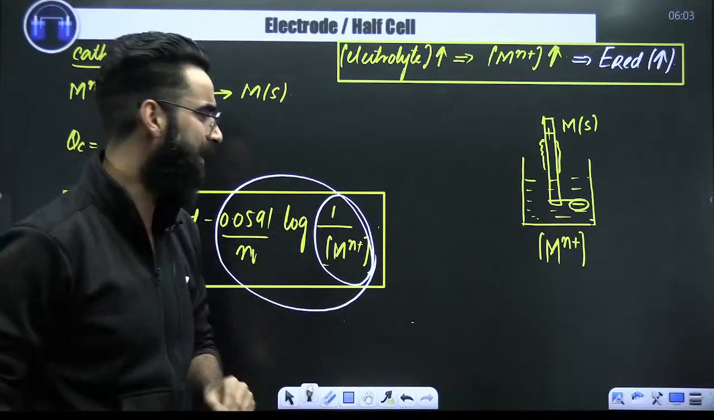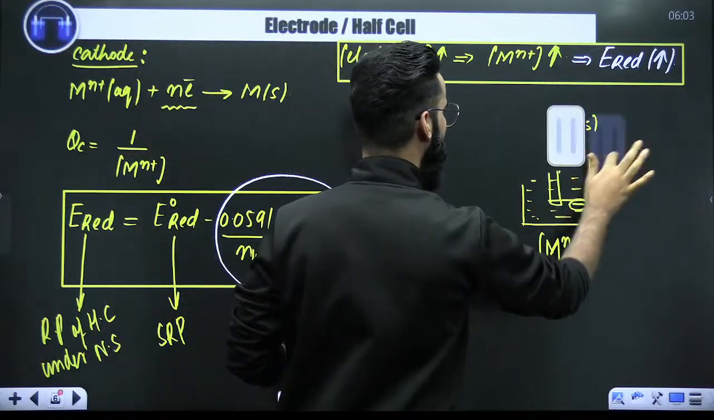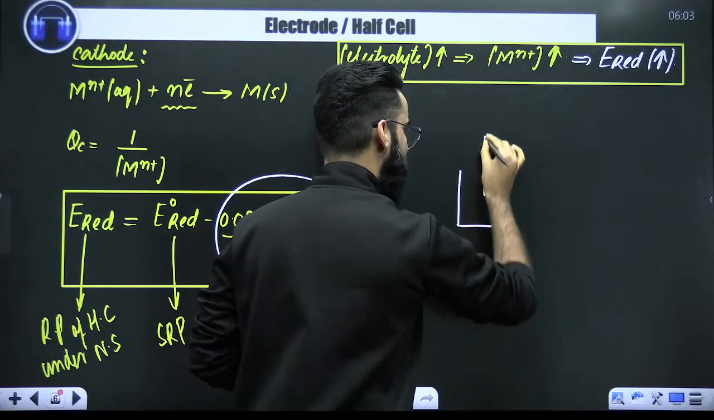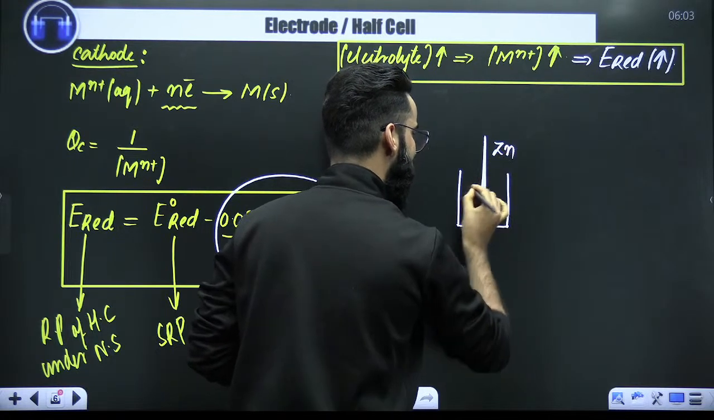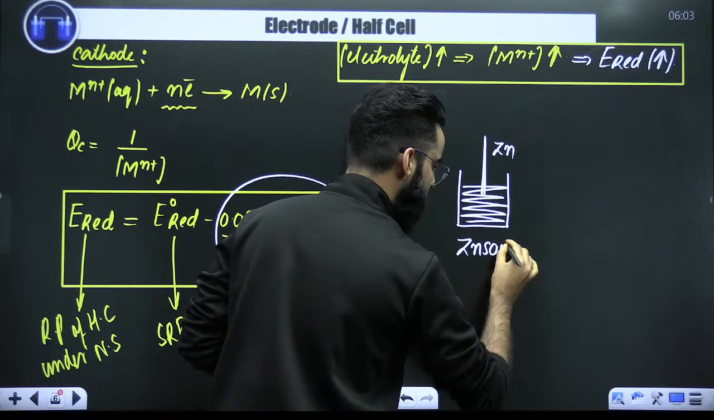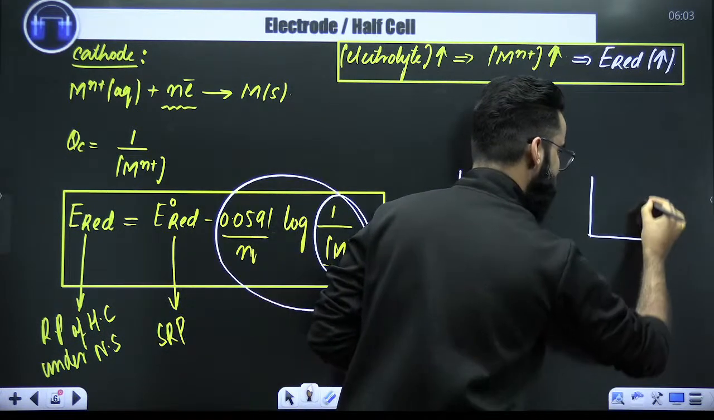Okay, what is meant by this? Let's try to understand this a bit more in detail. See guys, imagine that this is the zinc electrode. This is the zinc rod, and you have introduced the zinc rod into zinc sulfate, right? You have got one more zinc electrode here.